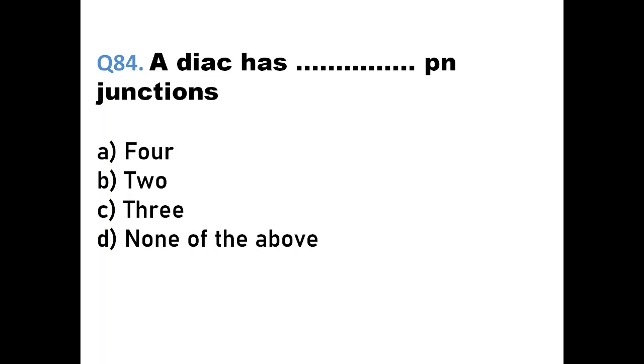But if you go according to the thyristor theory, it will be having four layers and three p-n junctions. So I think it is better to answer as four layers. A DIAC has four layers and three p-n junctions. So here the answer should be 3. Okay, so your answer should be 3. A DIAC has three p-n junctions.